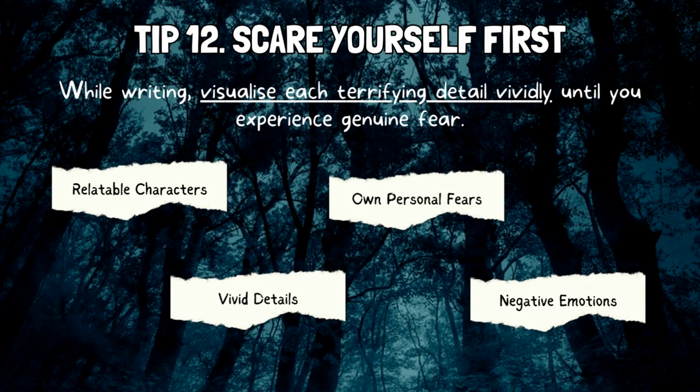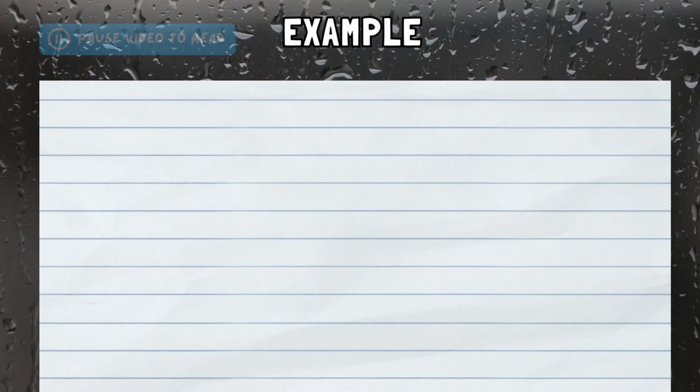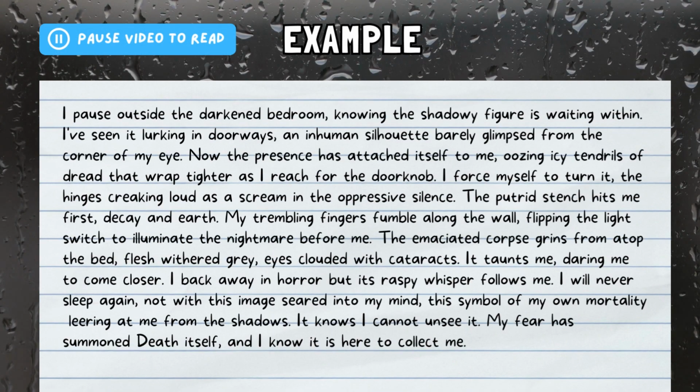Tip 12. Scare yourself first. While writing, visualize each terrifying detail vividly until you experience genuine fear. There are a number of ways this can be achieved, such as through creating relatable characters, using extreme details at the right moment, tapping into your own fears as an author, and tapping into negative emotions, such as fear, disgust and shock. If you scare yourself, your writing will scare the reader. Take a look at this example. Here we have vividly visualized each gruesome detail, aiming to genuinely scare ourselves first.